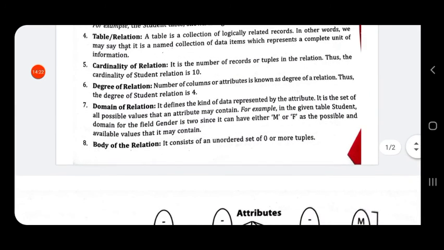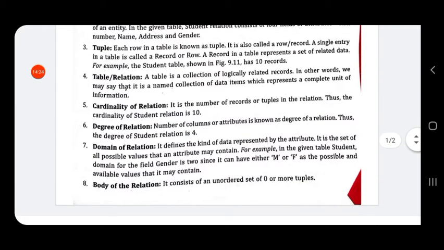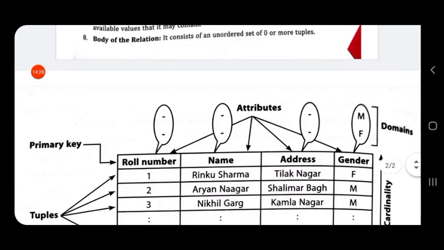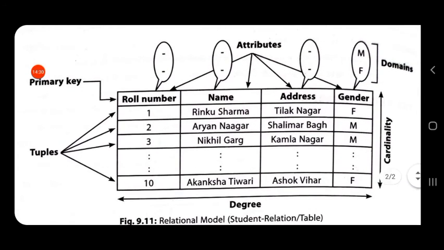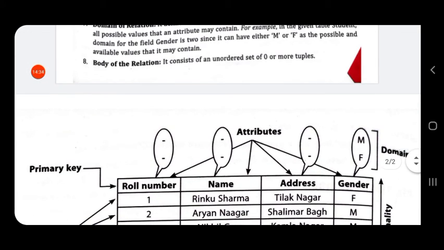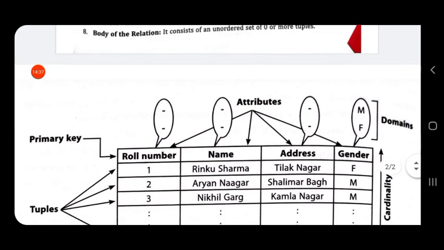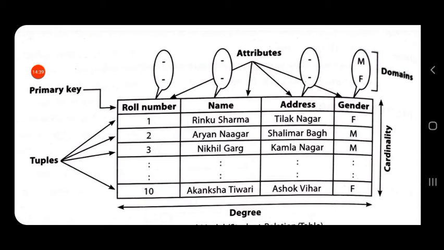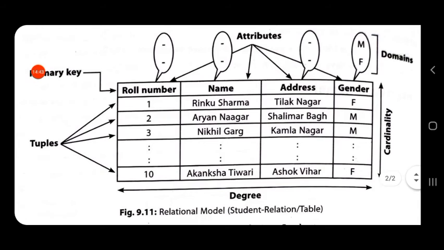Then body of the relation. It consists of an unordered set of 0 or more tuples. So the collection of all the tuples, all the records, is called the body of the relation.